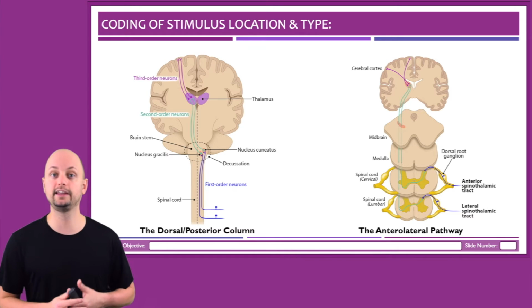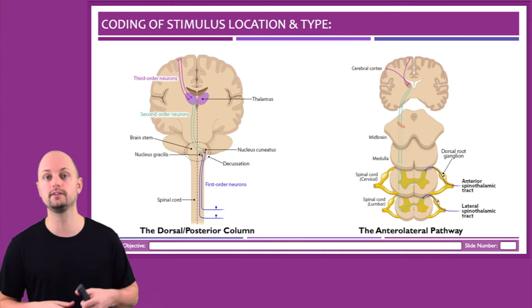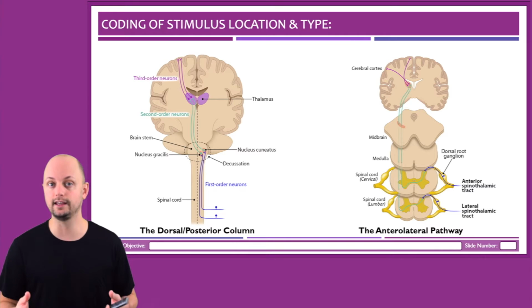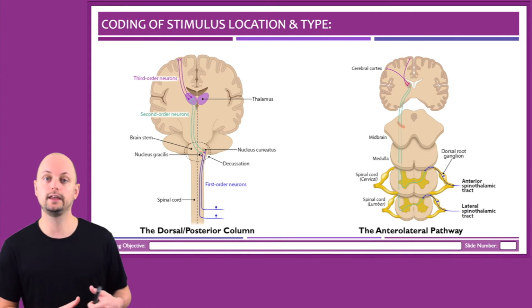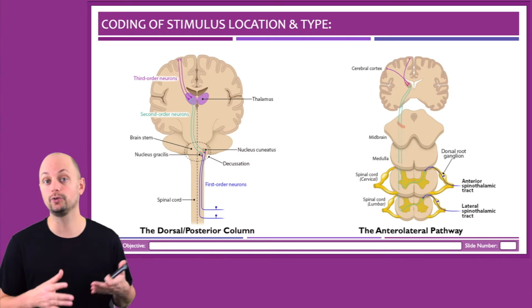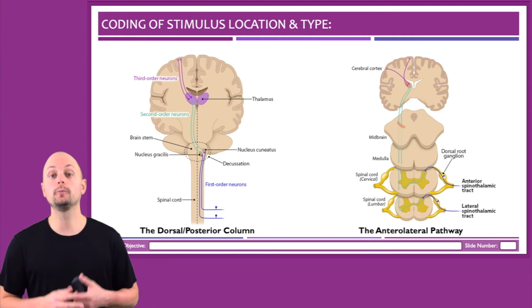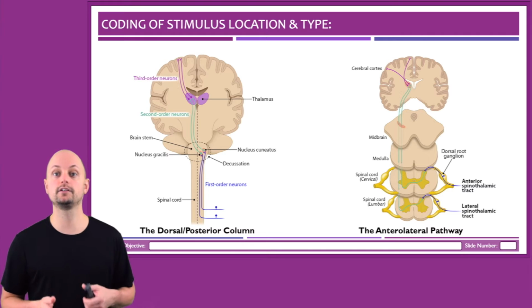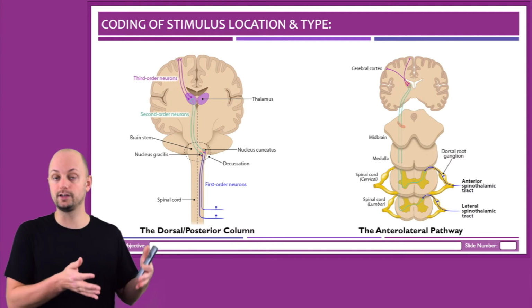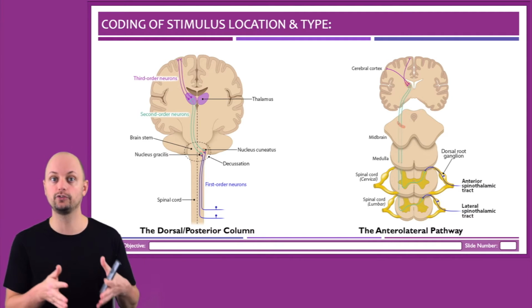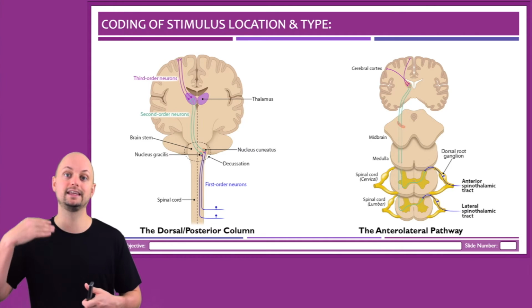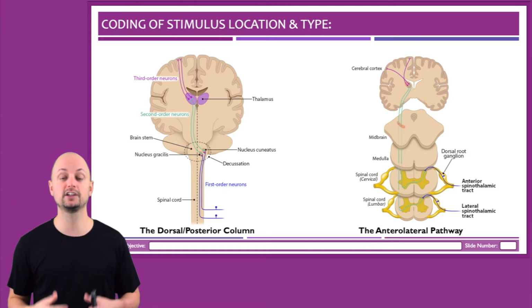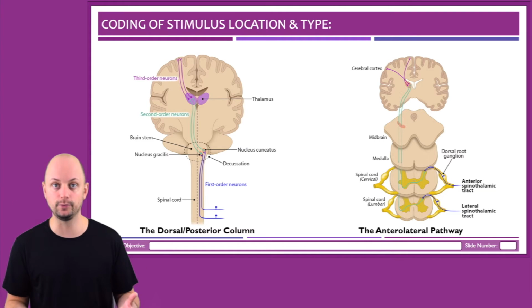On this slide, we're taking a look at two different pathways that sensory information can take. One of them is called the dorsal or posterior column, and the other is called the anterolateral pathway. Now, both of these pathways are describing sensory information coming into the central nervous system and traveling up the spinal cord and into the brain. That's why they're called ascending pathways.